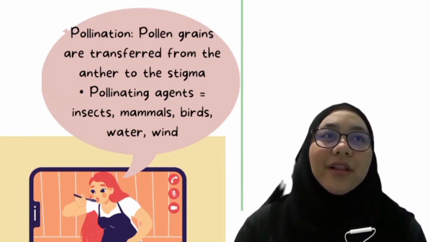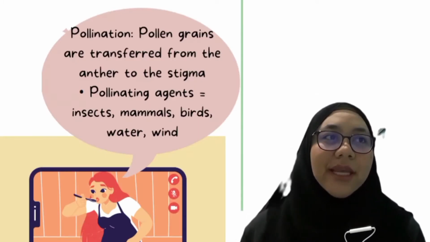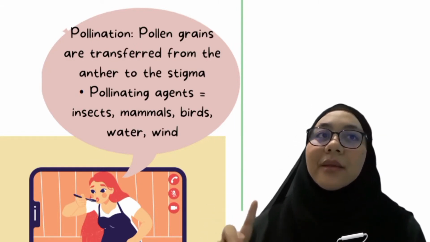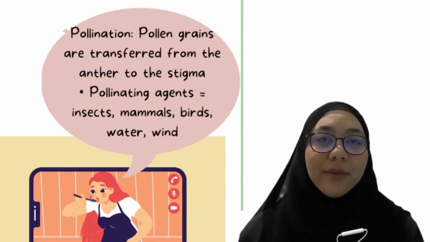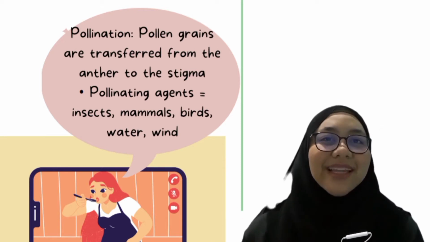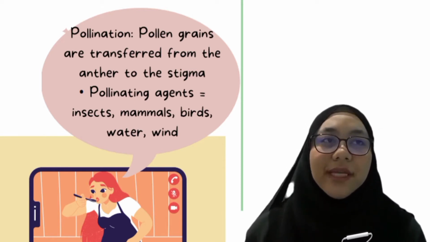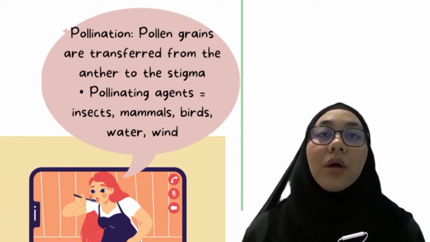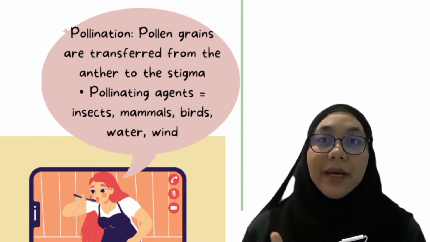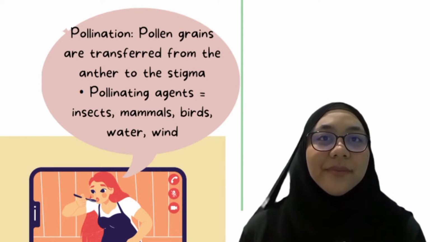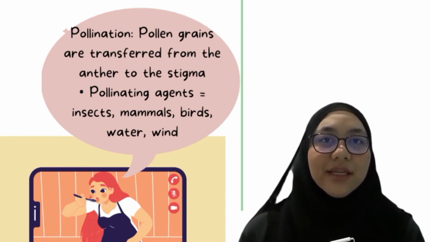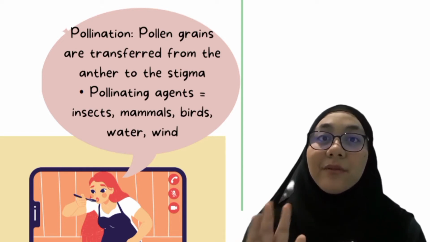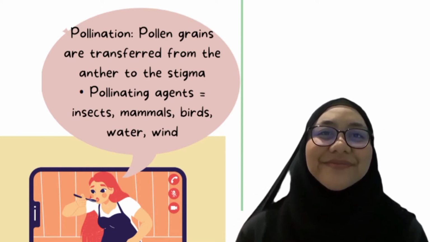First, the wall of the anther from mature pollen will dry, shrink, and also split. Pollen grains in the pollen sac will be released. Secondly, the released pollen grains are transferred to the stigma of the same flower or different flowers by pollinating agents. Pollinating agents include mammals, insects, birds, water, and also wind.